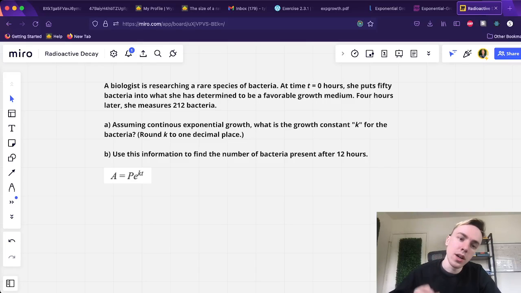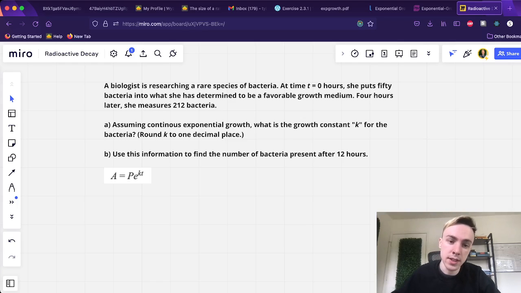Hi, so a biologist is researching a rare species of bacteria. At time t equals 0 hours, she puts 50 bacteria into what she has determined to be a favorable growth medium. 4 hours later, she measures 212 bacteria. So question A, assuming continuous exponential growth, what is the growth constant K for the bacteria? And question B, use this information to find the number of bacteria present after 12 hours.